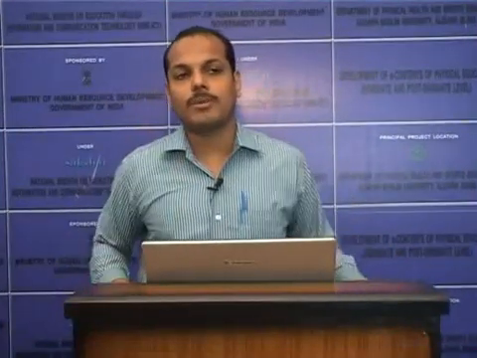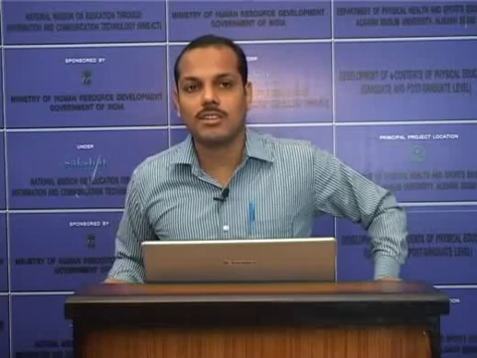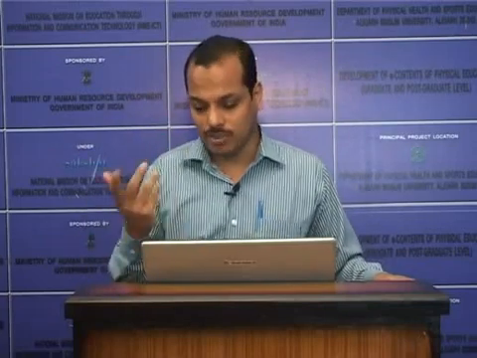So, based on the number of fibers extending from the cell body, the neurons can be divided into unipolar neuron, where only one extension will be there; bipolar, where two extensions will be there, one for axon and one for dendrite; and the third one, multipolar, which has multiple extensions, that is many dendrites and one axon.